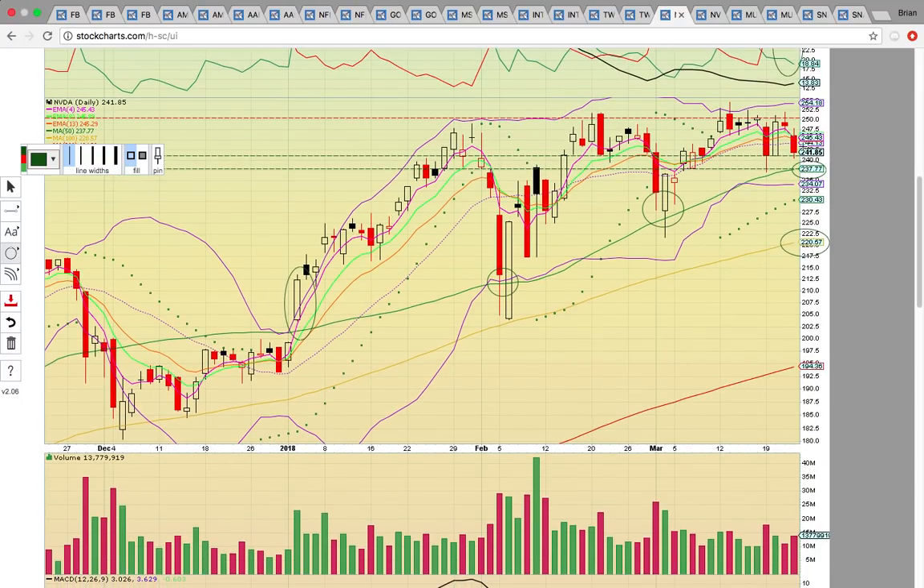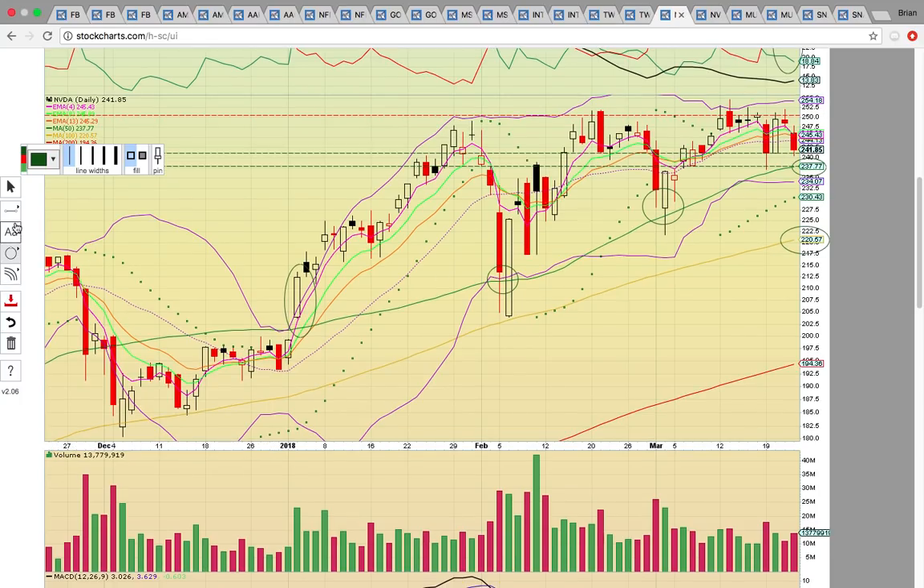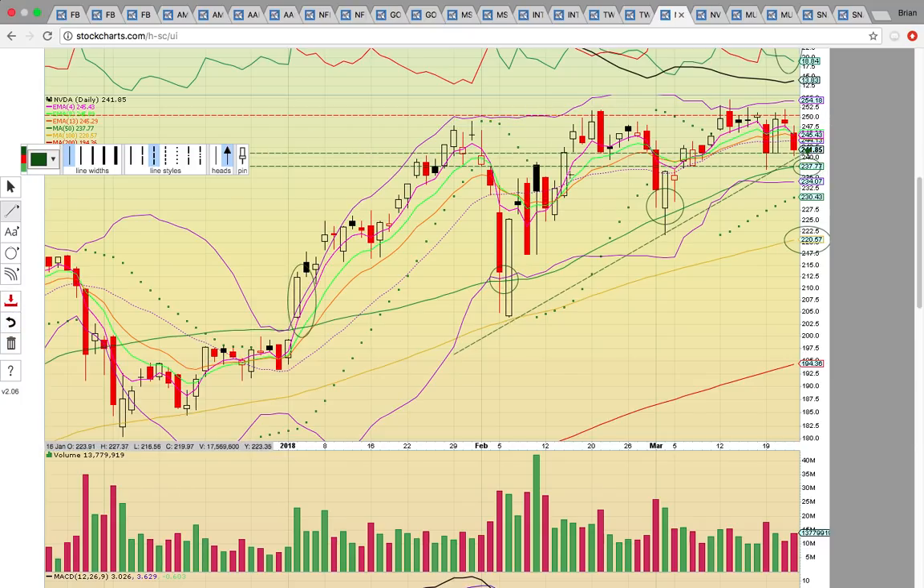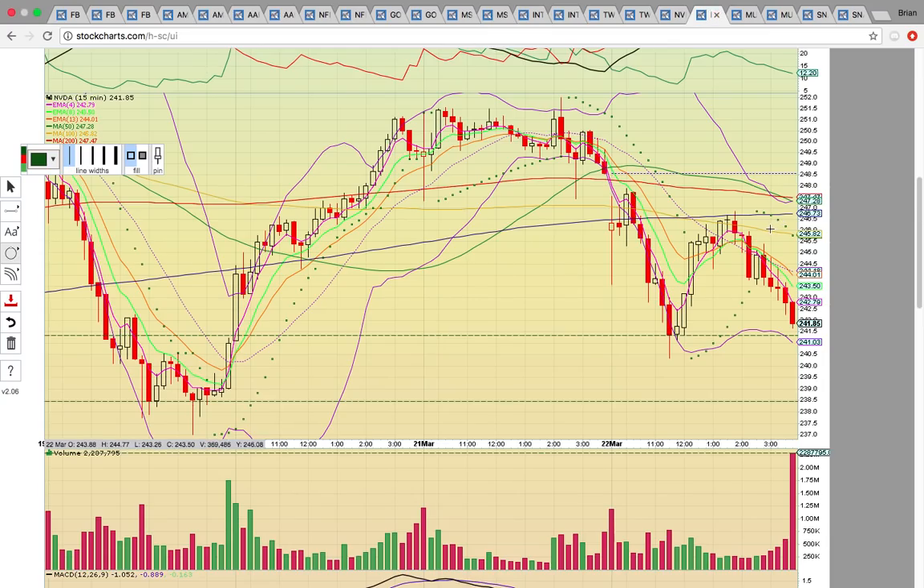Is NVDA getting ready to break down and start a new downtrend, or is it getting ready to break out and create a new high? It's coming to an inflection point here. You have an ascending triangle pattern, with ascending support and then horizontal resistance across here. One of those two levels is going to break. The candles are either going to go through the 250 or they're going to drop below 240. Below 240 is going to signal downside risk. Above 250 is going to signal upside potential. It's coming to a head here.